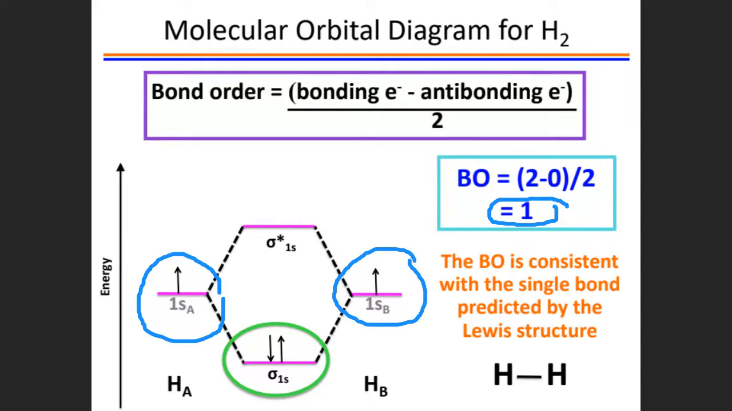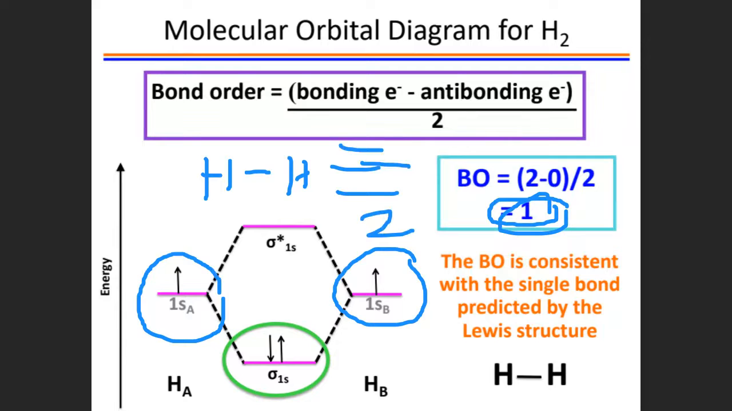Another way to predict your bond order, if you don't want to waste time, is to always remember: single bond, bond order 1; double bond, bond order 2; triple bond, bond order 3. There is an exception that it doesn't follow, but this is how sometimes we calculate the bond order.